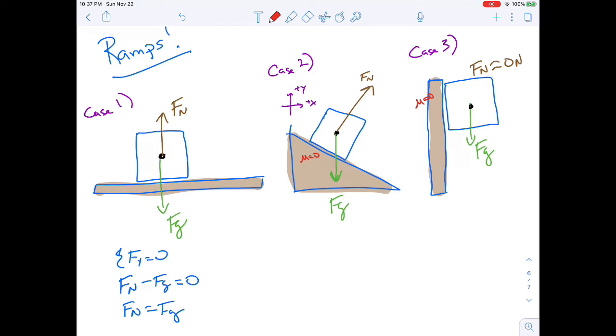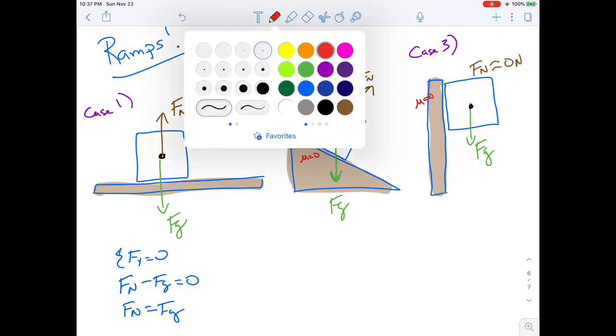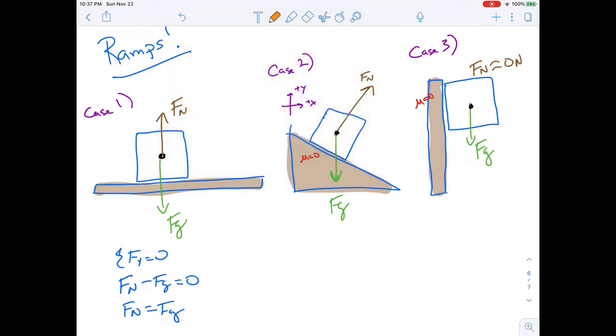What's making it slide down the ramp? What's the thing that pulls everything down? Gravity. But it's not in free fall, because the ramp's in the way. We need to understand that the object is going to move this way. It could be at a constant speed, or it could accelerate, it doesn't matter, but it's going to move down the ramp, along the ramp.